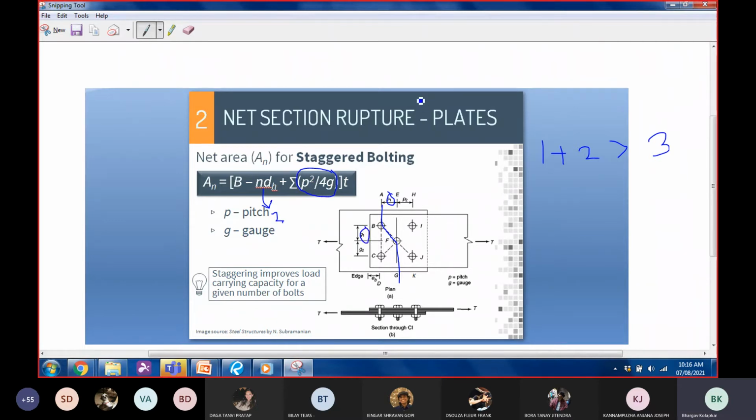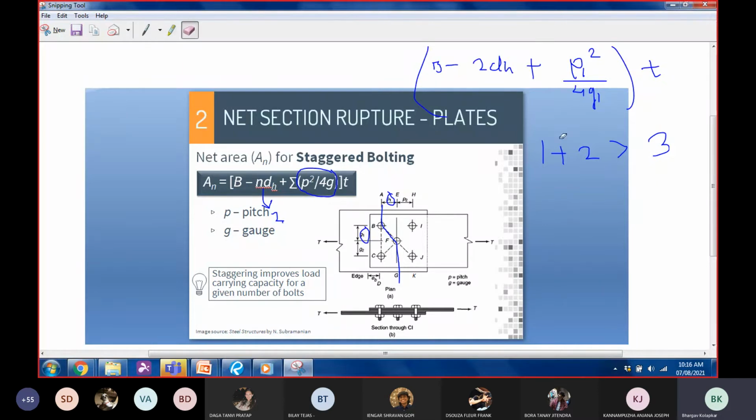So what would my final formula look like? It would be B minus 2 times the diameter of hole, and plus, for I have one staggered arrangement, I would have P1 square by 4 G1, and I have to multiply this entire thing by thickness.